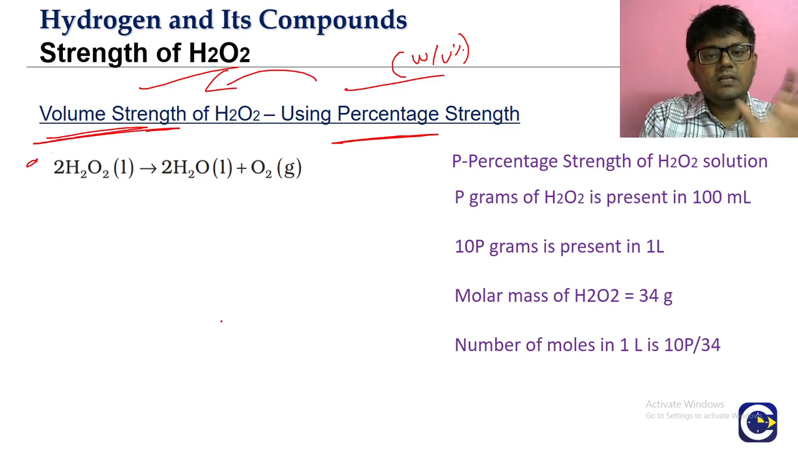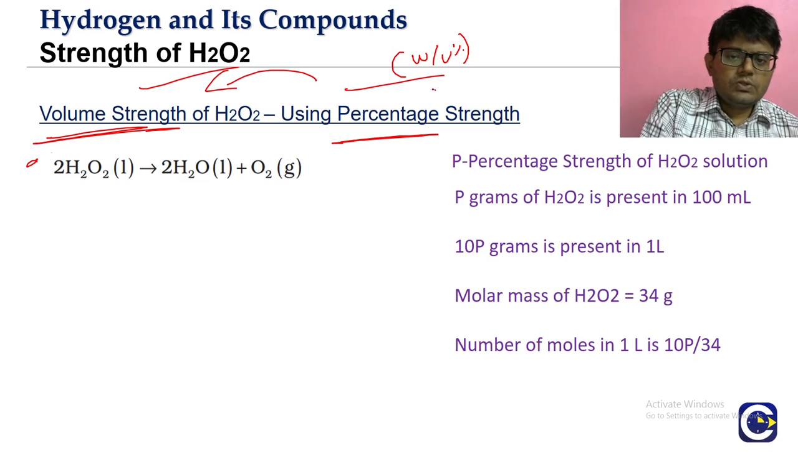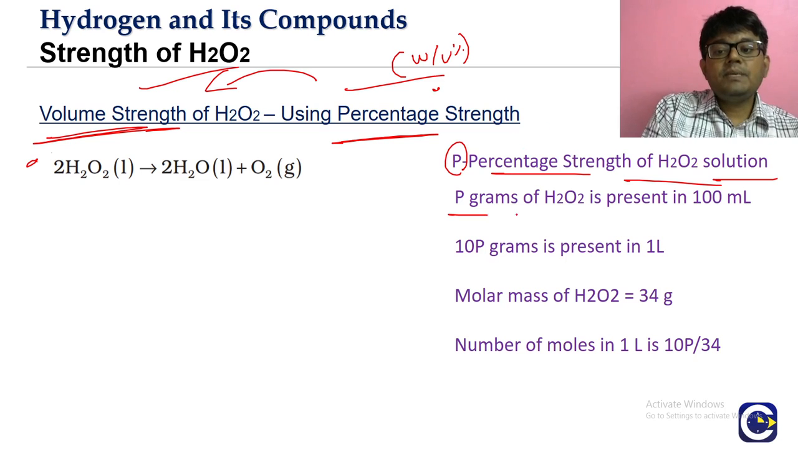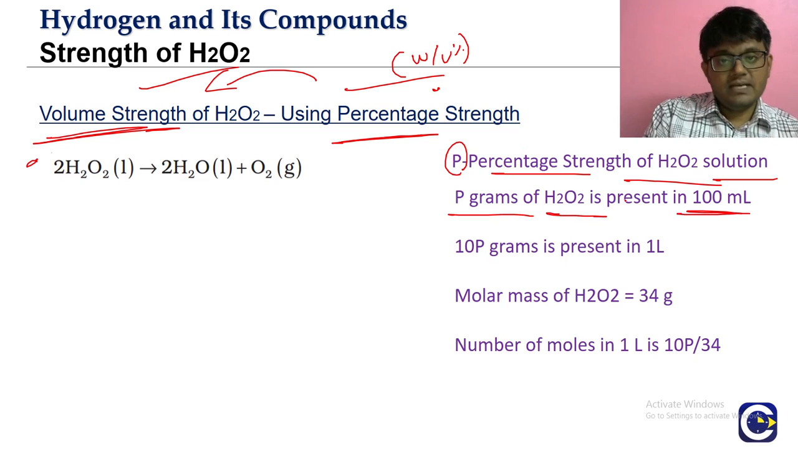So look at this, as I said, always we will begin with the base relation, the decomposition. Here the solution that is given to us will have some percentage strength. Let us say P. P is the symbol that we are using, like the way capital M is used for molarity. So P represents the percentage strength of H2O2. Then it means P grams of H2O2 is present in 100 ml. Correct or not? That is the percentage. When I say 40 percentage weight by volume, it means 40 grams is present in 100 ml.